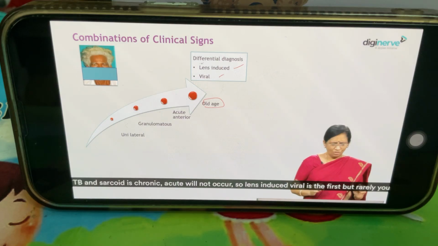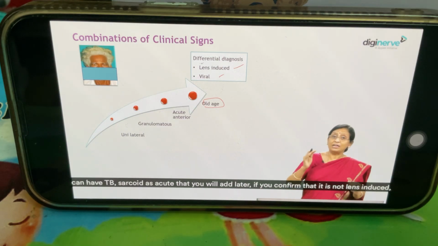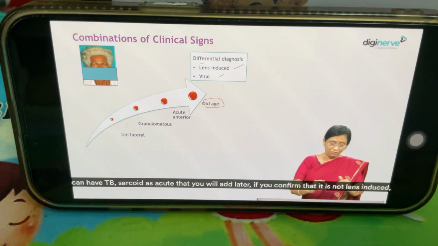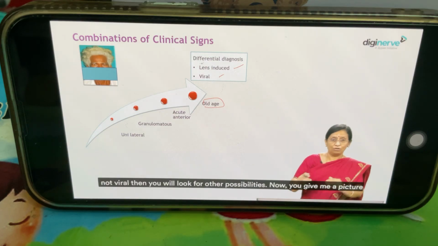Acute will not occur. So lens-induced and viral are the first, but rarely you can have TB or sarcoid as acute. That you will add later. If you confirm that it is not lens-induced and not viral, then you will look for other possibilities.